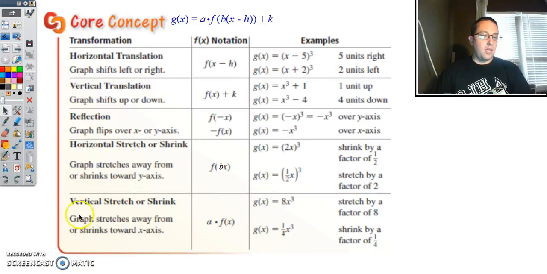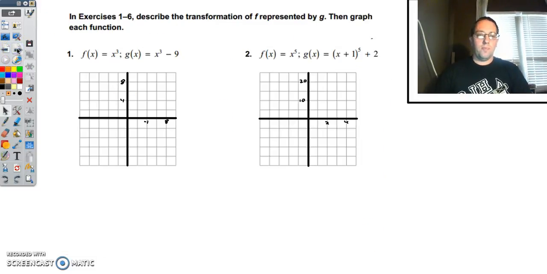All right, last one we have is vertical stretch or shrink. This is a, and this is multiplied by the whole thing, and a does what it says it should do. Multiply by a big number, it gets bigger. Multiply by a small number, it gets smaller. All right. Okay, so let's take a look at this, see how this works. So we need to describe the transformation of the function and then graph it. Notice it wants us to describe what's happening first, and then graph it.